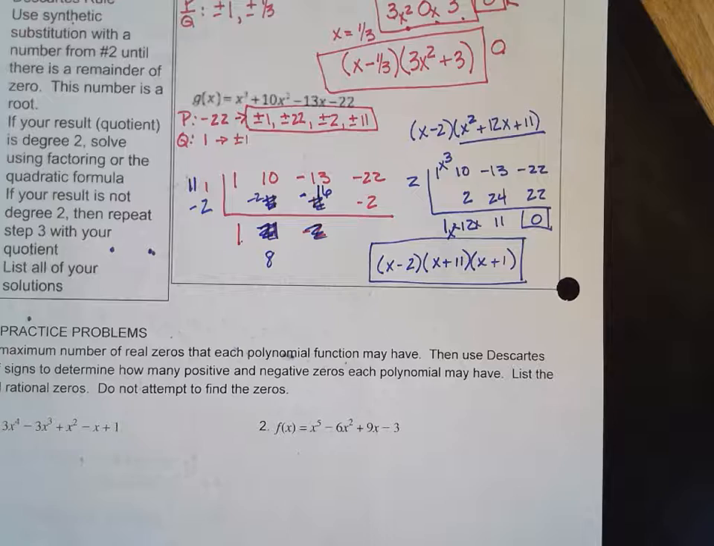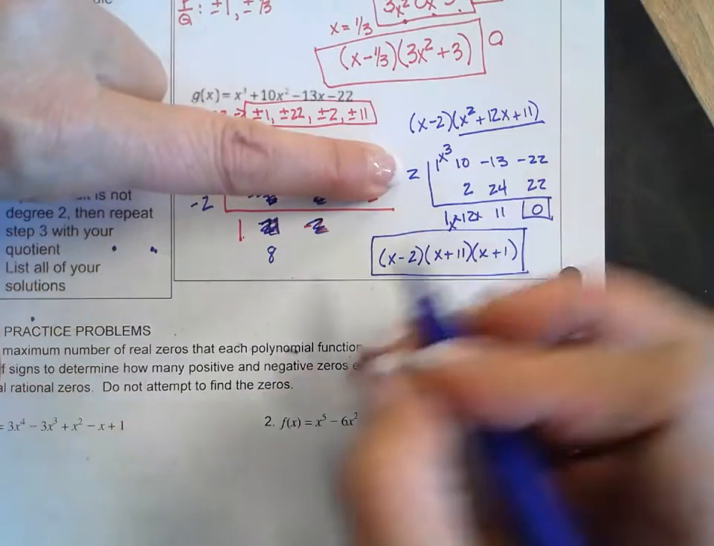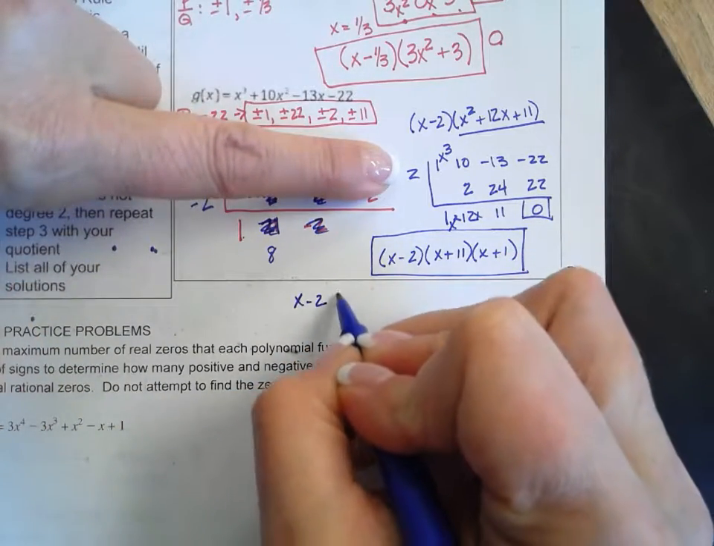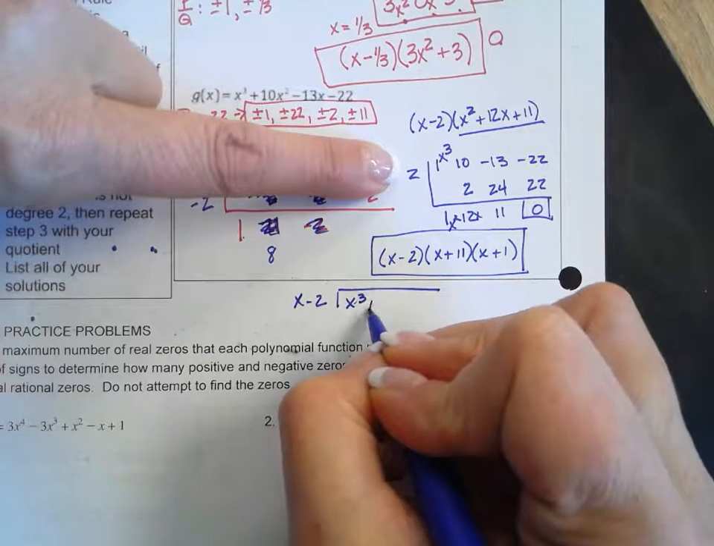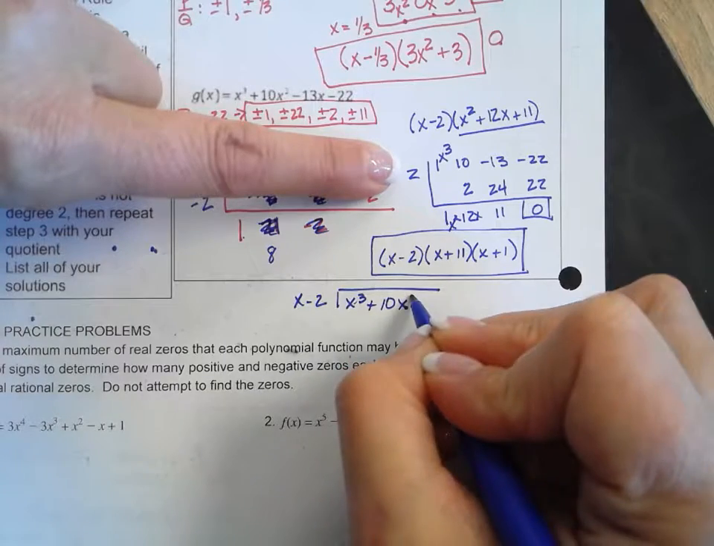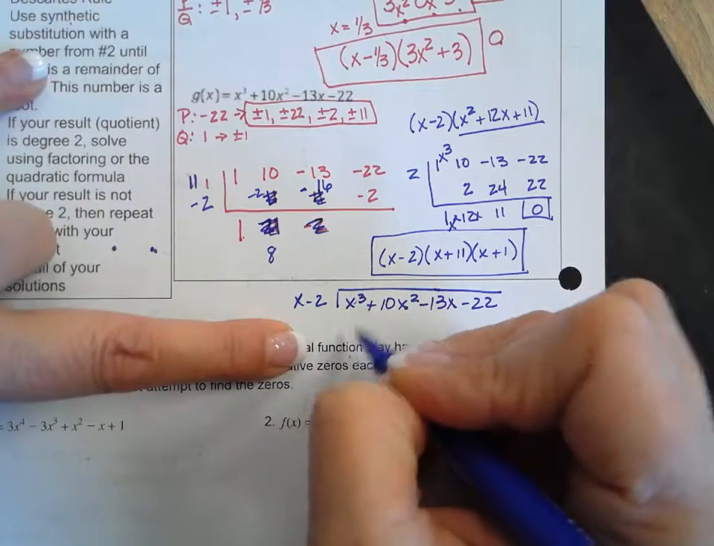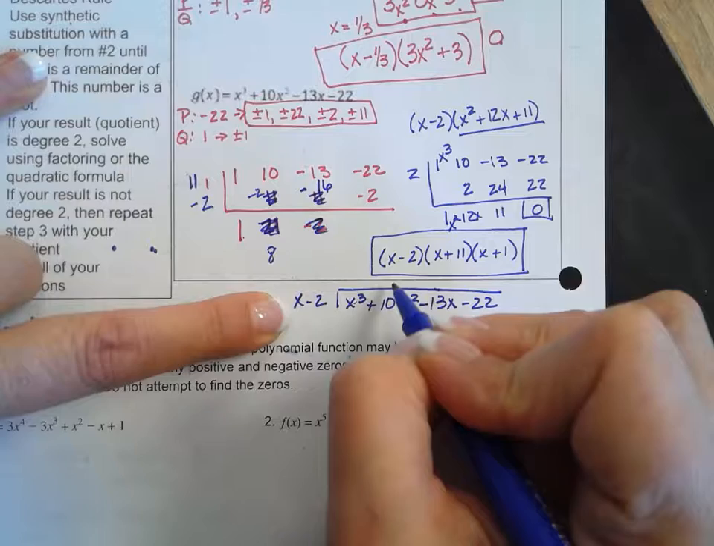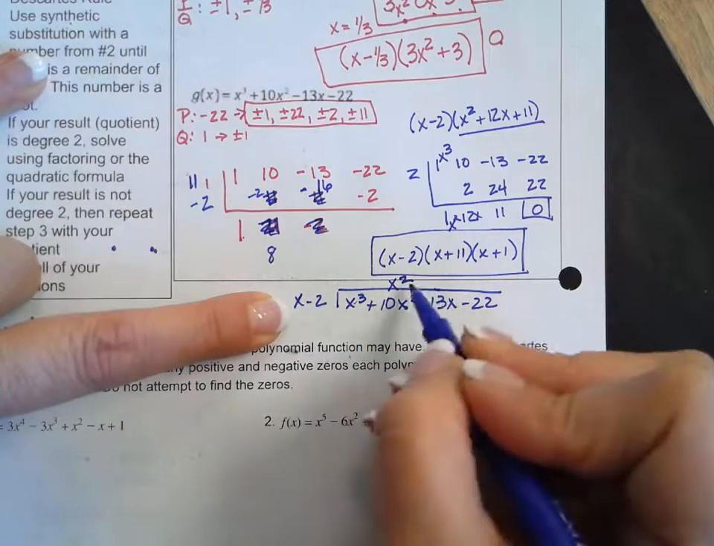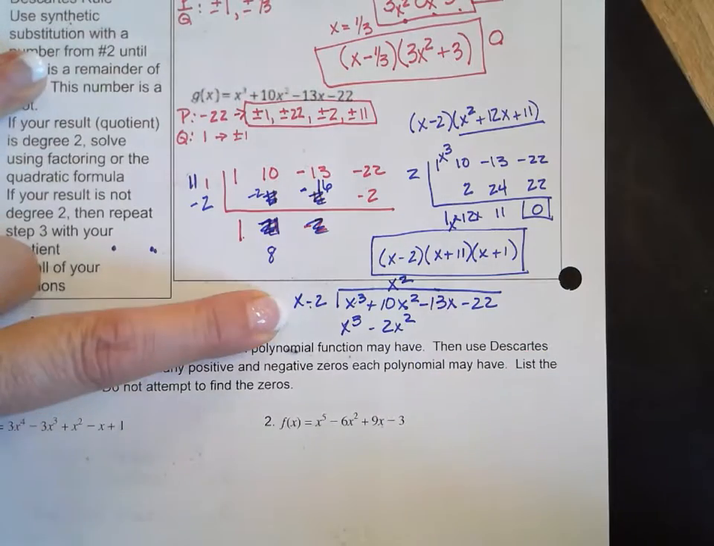Wait, why did you change x squared? Because basically in the synthetic division, it's like saying x minus 2 into x cubed plus 10x squared minus 13x minus 22, right? So how many x's are going to give me x squared? X squared. And then I'd have x cubed minus 2x squared.